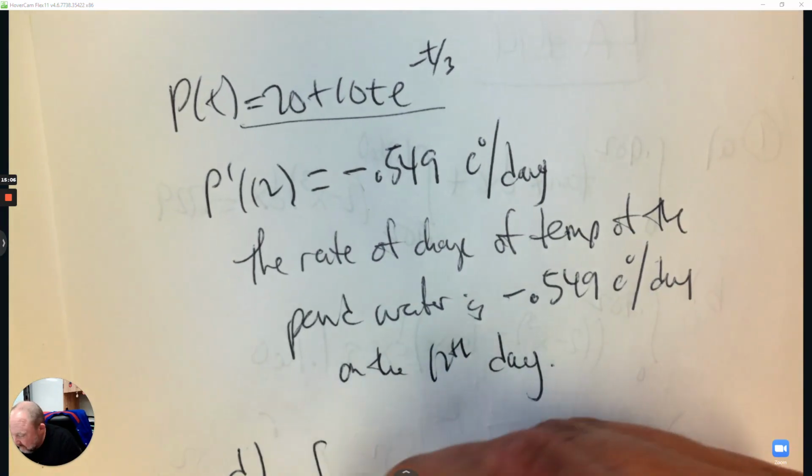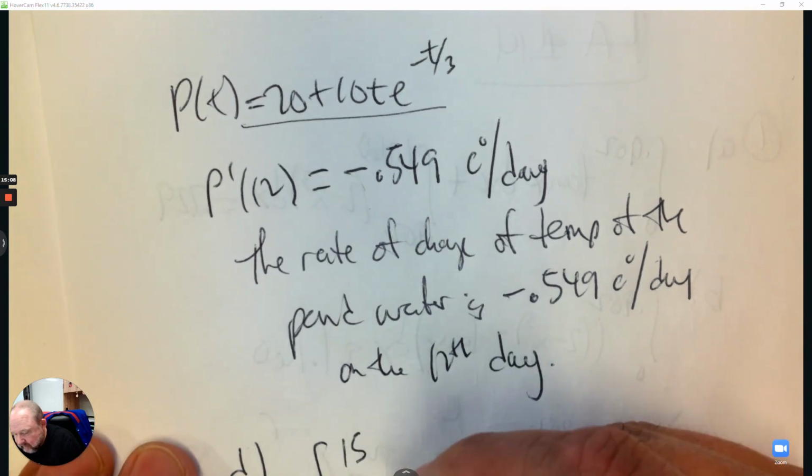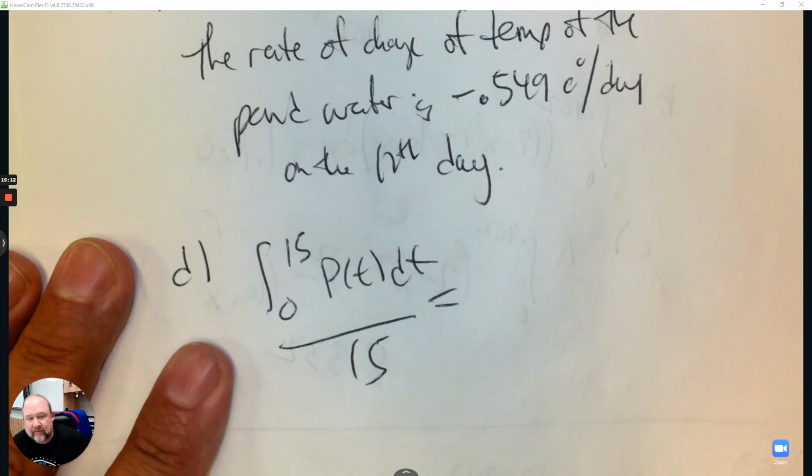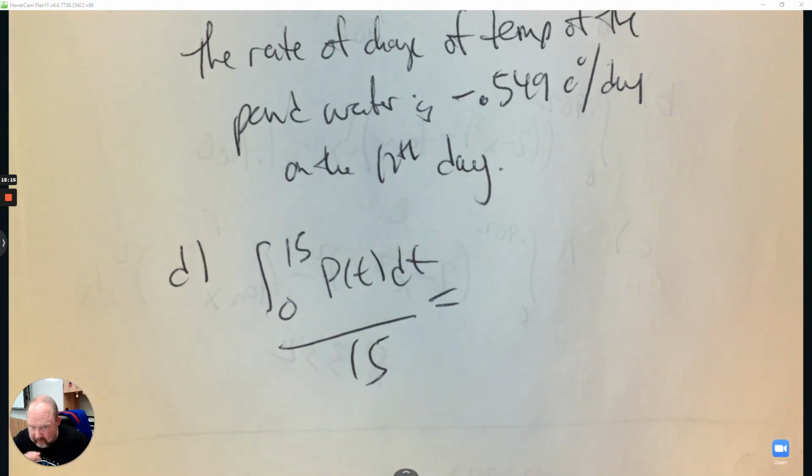So again, we're going to integrate from 0 to 15. We don't have to write it out. It's already P at t, and then divide that answer by 15. So that's the average value formula. We're going to type that into our calculator.